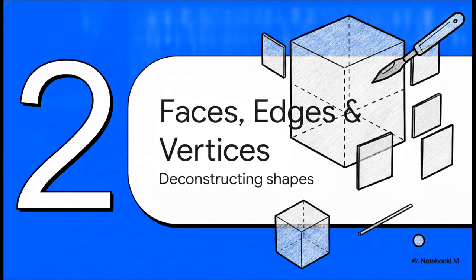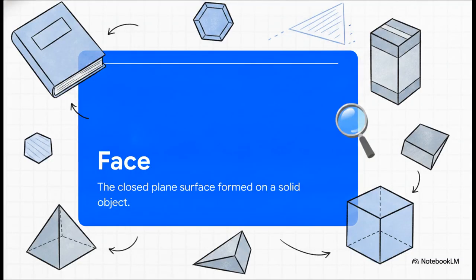Moving right along to Section 2, faces, edges, and vertices. Now that we recognize the overarching 3D shapes, our cubes and cuboids, let's get out our mathematical scalpels. We're going to dissect these 3D solid objects to see the specific anatomical parts that hold them together. The very first piece of anatomy is the face. The flat, smooth parts of an object that you can literally run your hand across, like the front cover of your math book or the side of a tea box, are defined mathematically as faces. They are the closed, plane surfaces that form the boundary of the solid object.